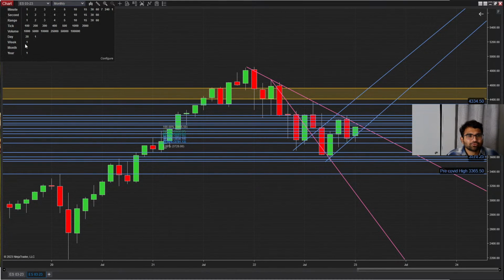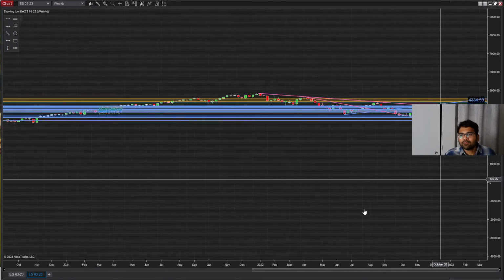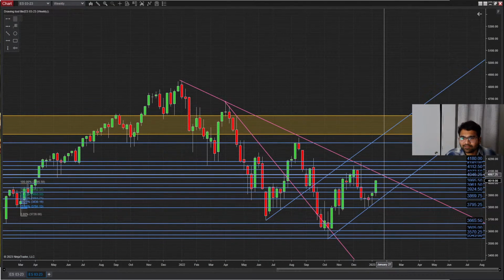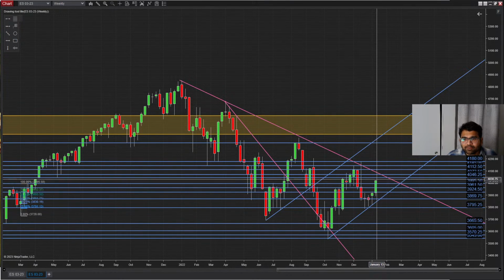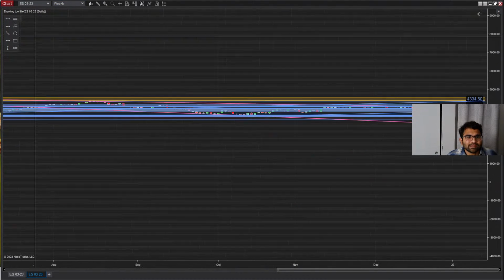Let me go to weekly now. Weekly is pretty bullish. As you can see, we broke the prior week's high and traded all the way up, and we closed above the prior week's high as well. So the trend on weekly is bullish. And then let's check on daily.